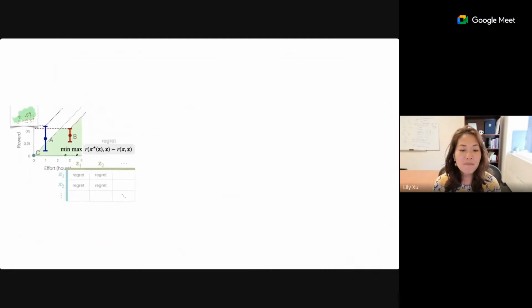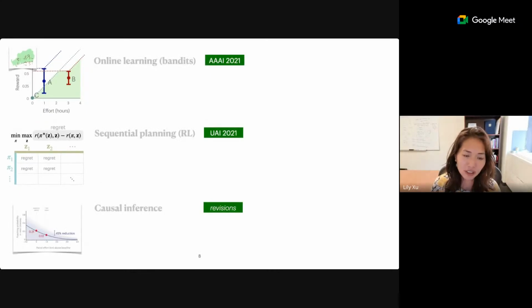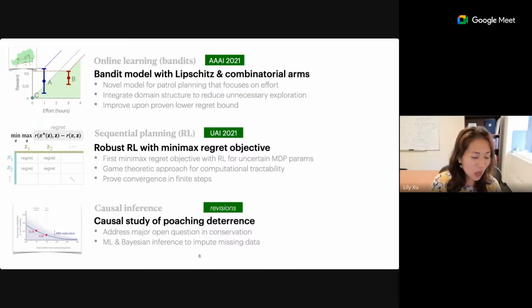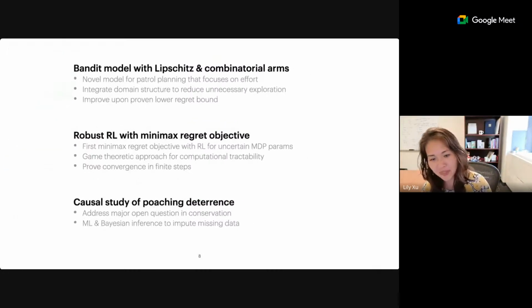My research, and what I'll present today, is an overview of the whole pipeline, starting from machine learning with online learning for proactive data collection, moving to reinforcement learning for robust planning, and also thinking about causal inference. And I'll talk a little bit about work on generative AI at the end as well.